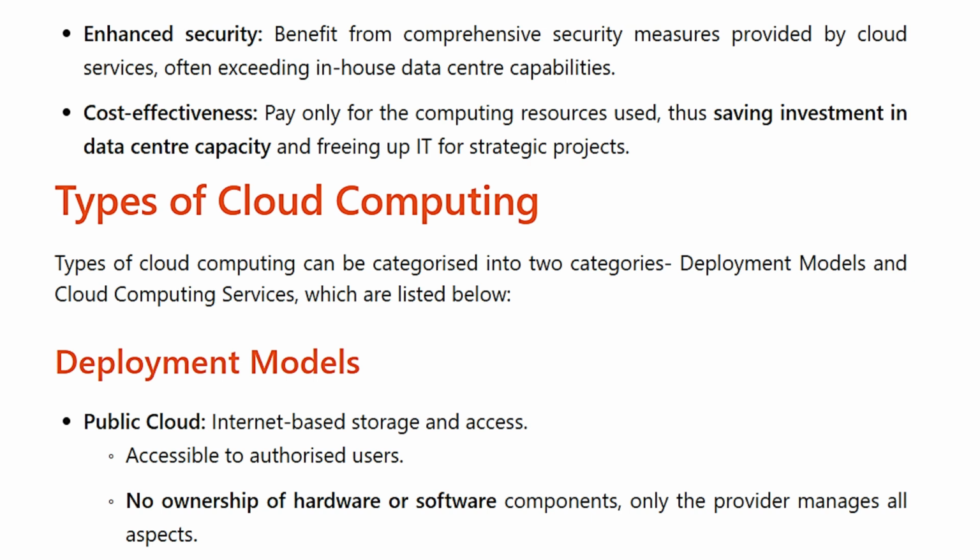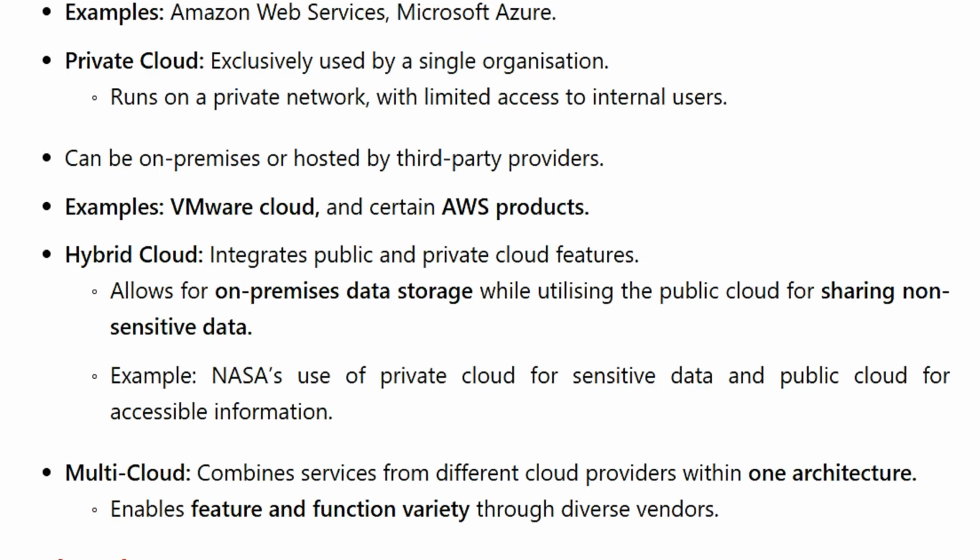for strategic projects. Types of cloud computing. Types of cloud computing can be categorized into two categories: deployment models and cloud computing services, which are listed below. Deployment models. Public cloud: internet-based storage and access. Accessible to authorized users. No ownership of hardware or software components, only the provider manages all aspects.